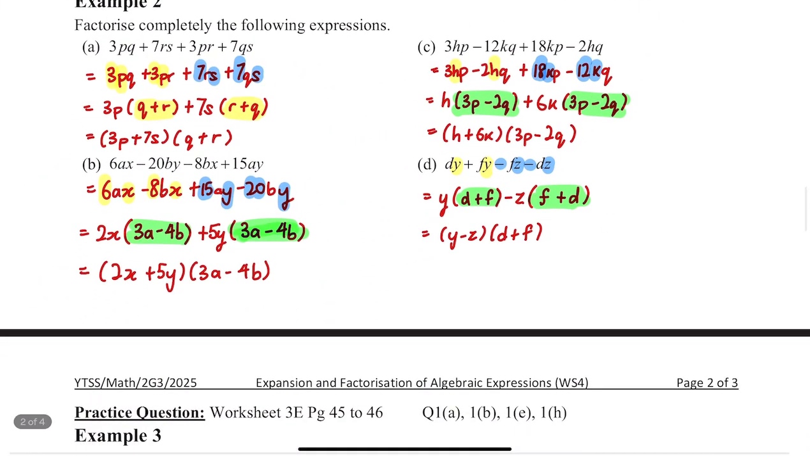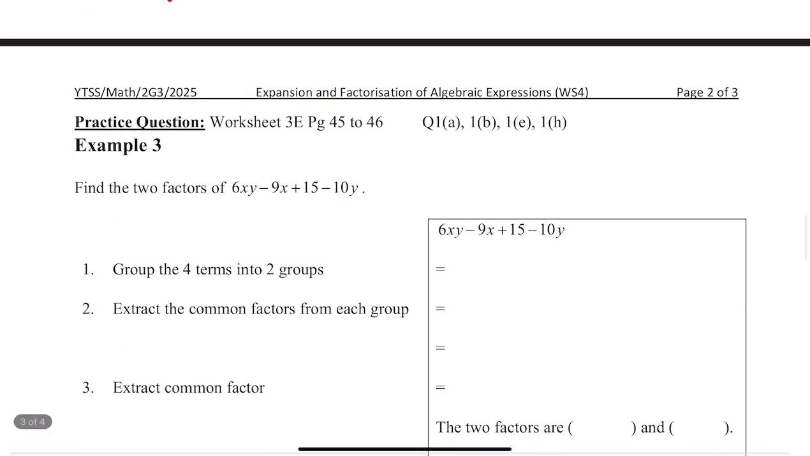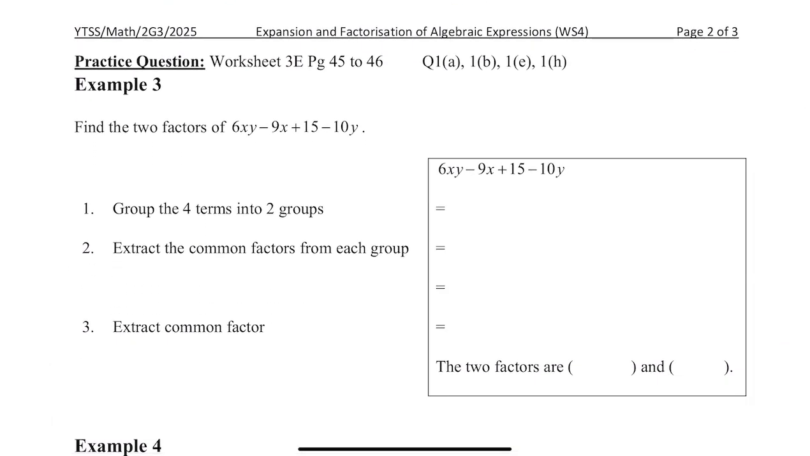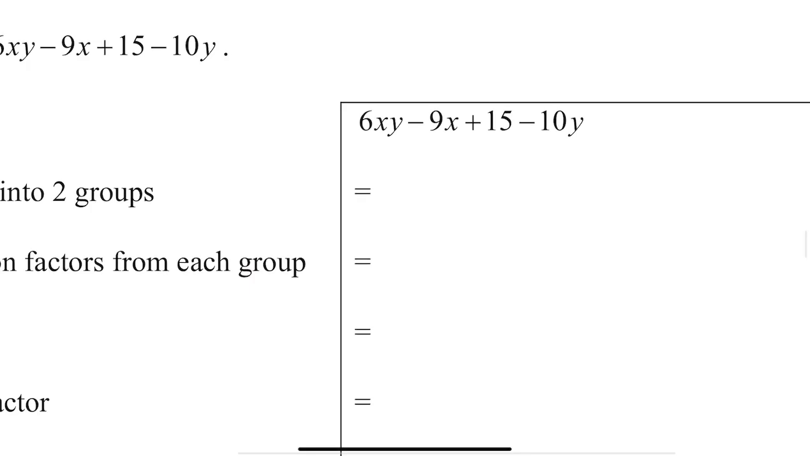Alright, if you're okay, let's now look at example 3. The question says, find the two factors of this entire expression over here. The steps are the same in general. Let's look at this over here. We group the four terms into two groups. I have one group here, the first two terms. Are there common factors? Let's check.